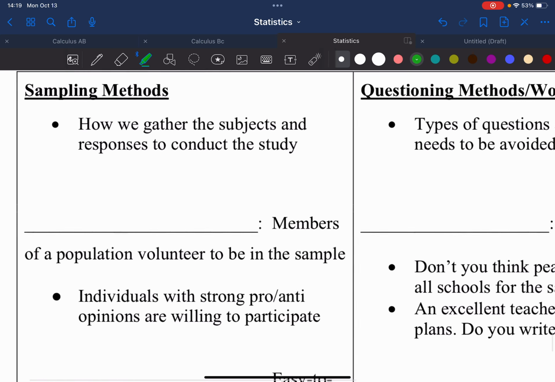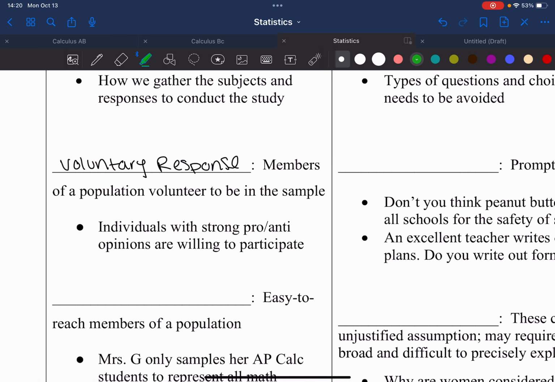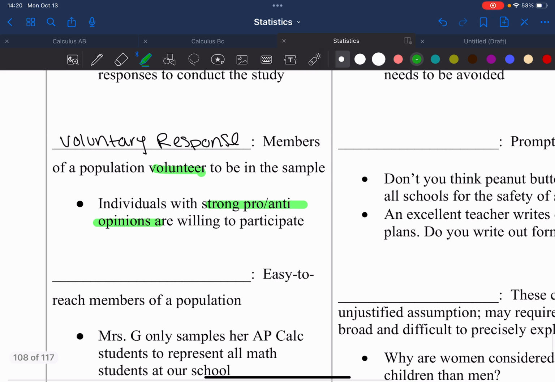Okay, we can get bias from sampling methods. The type of sampling method that could create bias would be a voluntary response. This is where members of the population volunteer to be in the sample. People who typically volunteer to complete surveys have a strong pro or anti opinion. Very strong opinion.